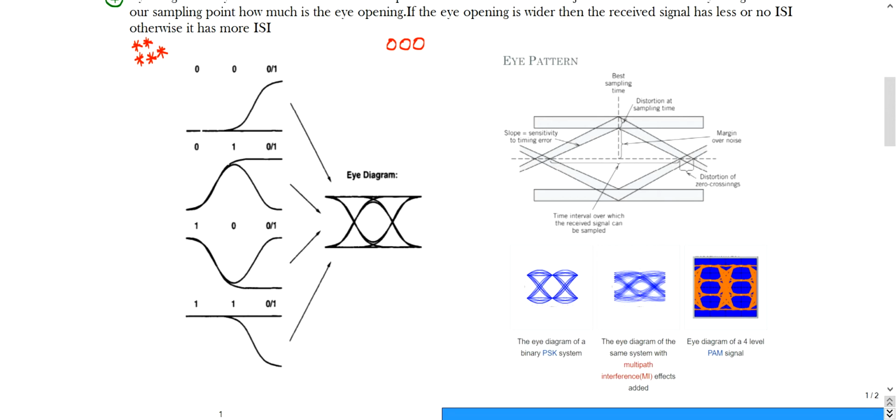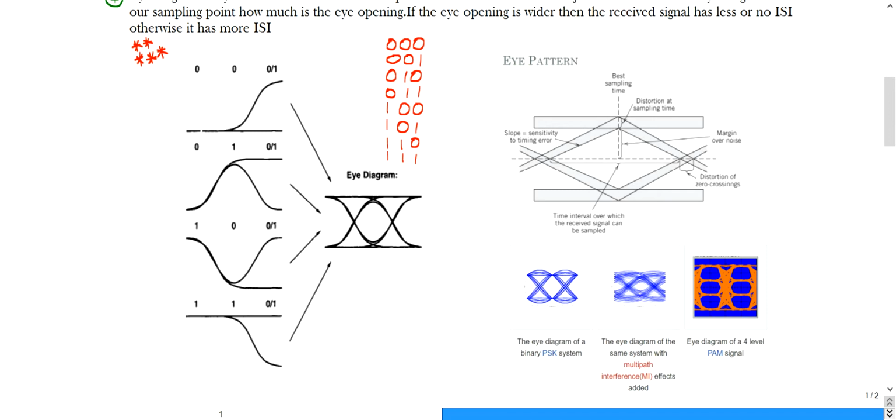Now consider a 3-bit message signal which you would like to transmit, and the same is received at the receiver. What are the possible combinations? 000, 001, 010, 011, 100, 101, 110, and finally 111. So these are the 8 possible combinations with 3-bit data.